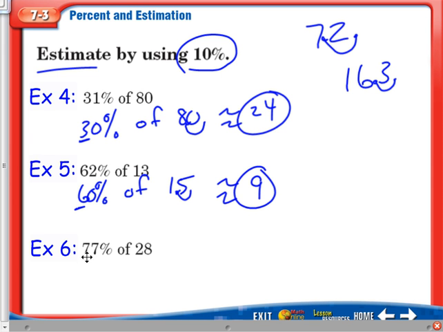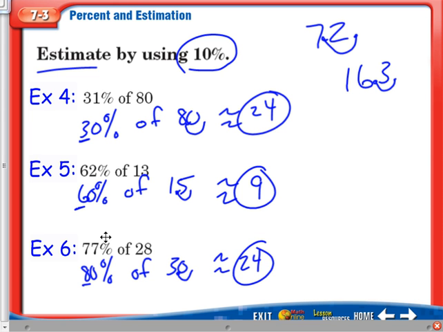Alright, so 77%, so we're going to round that to 80% of 30. Okay, so again, find 10% of 30 by moving the decimal. 10% of 30 is 3, and then we got to multiply by 8, because 10% is 3, so 80% would be 8 times that, which is about 24. Okay, so 77% of 28 is about 24.